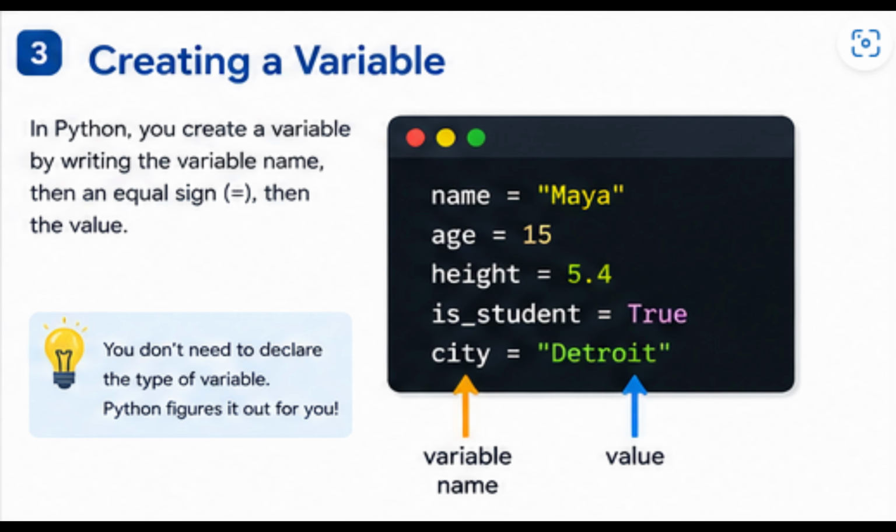Creating a variable in Python is very simple. We write the variable name followed by an equal sign and then the value we want to store. For example, the variable name stores the text Maya, age stores the number 15, and city stores Detroit. The equal sign doesn't mean equals like in math. Instead, it means assigns this value to this variable. One nice feature of Python is that we don't need to specify the data type manually. Python figures it out automatically.